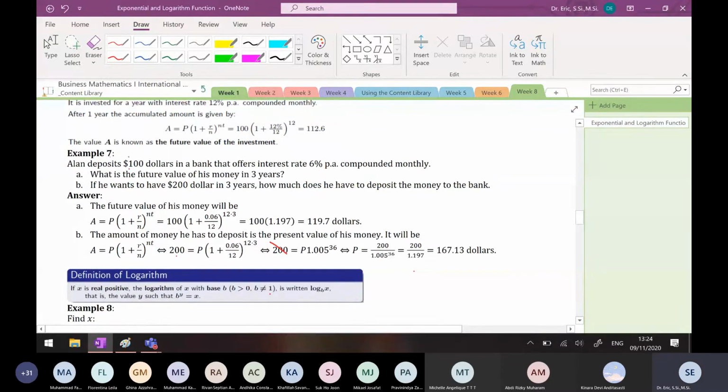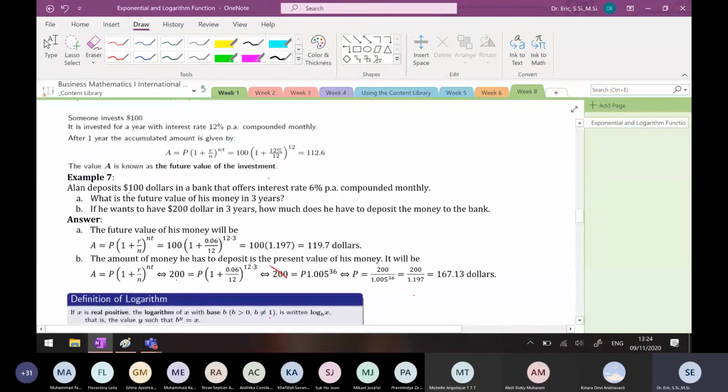Okay, number 7, example 7. Alan deposits $100 in a bank that offers interest rate 6% PA compounded monthly. What is the future value of his money in 3 years? So, if I have A equals principal times (1 + r/n) to the power of nt, the principal is what we usually call the present value of a saving. And A, we usually say the future value.